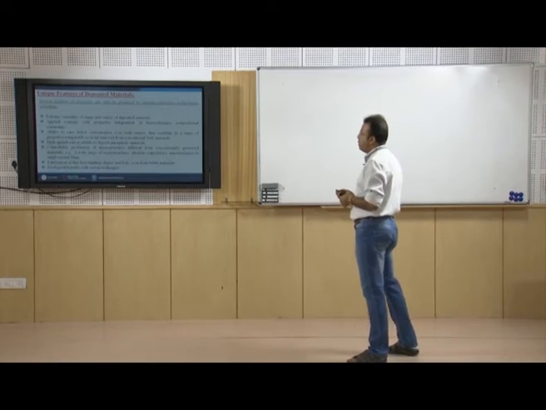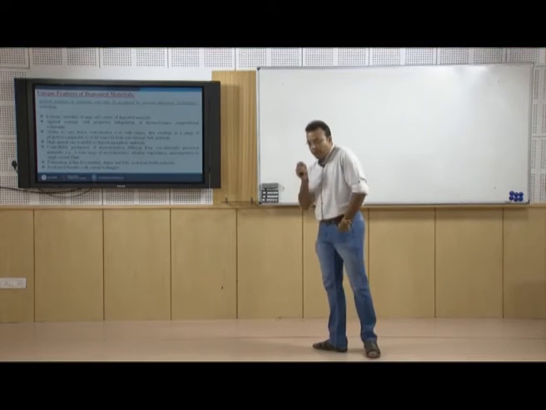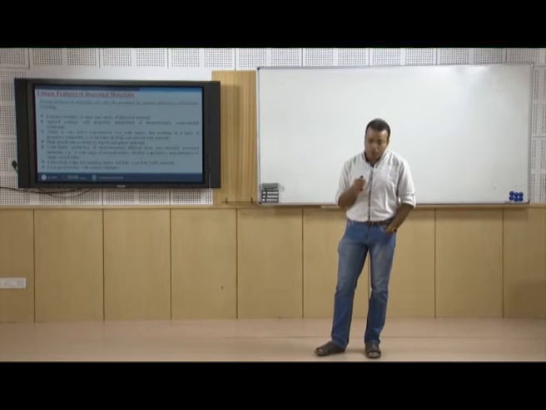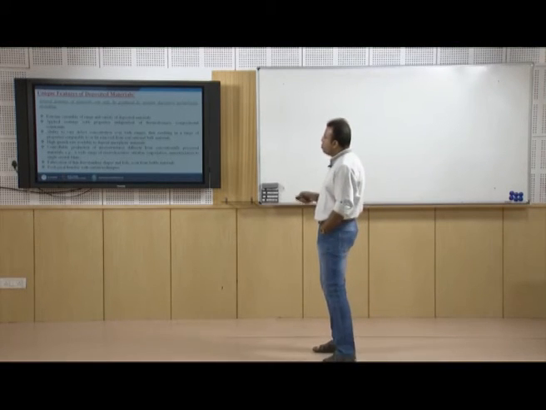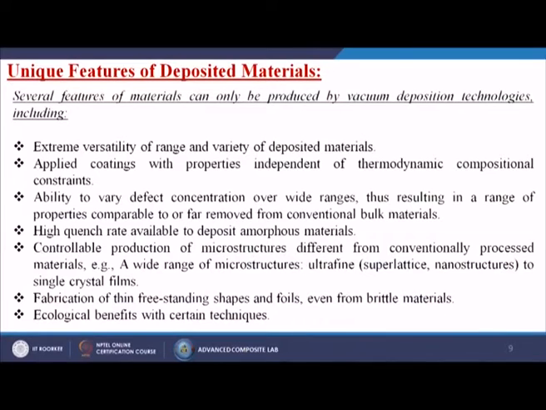Unique features of deposited materials. So, there should be some unique features, because when we are doing the depositions of that particular material, what we are going to achieve, or what advantages we are going to get. Several features of materials can only be produced by vacuum deposition technologies, including extreme versatility of range and variety of deposited materials, applied coatings with properties independent of thermodynamic compositional constraints, and the ability to vary defect concentration over a wide range, thus resulting in a range of properties comparable to or far removed from conventional bulk materials.